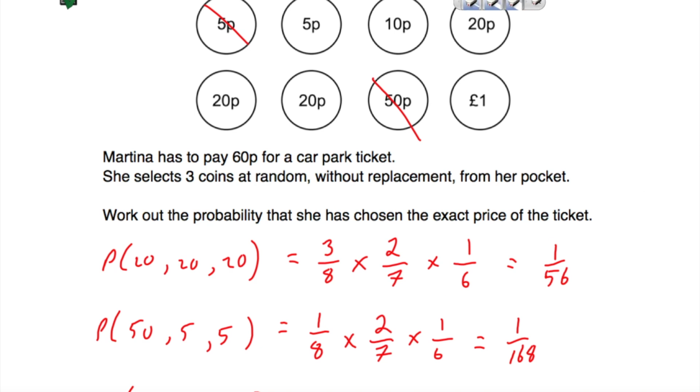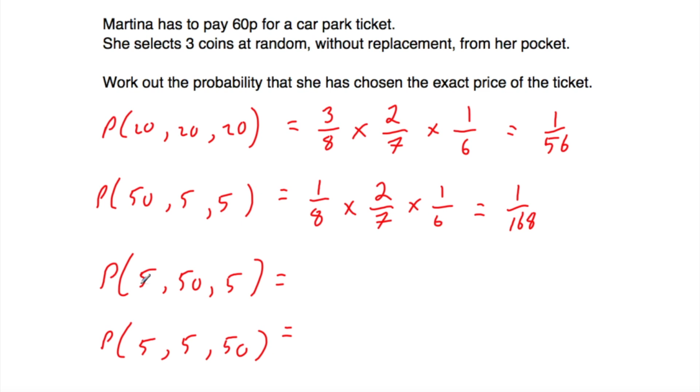Okay, now let's have a look at the next one. Now we want to find the probability of a 5p, a 50p, and then a 5p. Okay, so 5p, well, there's 2 5p coins out of the 8 coins, so the probability that the first one being selected is a 5p would be 2/8. Then the next one being a 50p, well, there's 7 coins now, and there's only one 50p, so that'll be 1 7th. And then the last one being a 5p coin, well, there's now 6 coins left, and there's only one 5p left, so that'll be 1/6. And remember, it's a calculator question, so if we times them together, we get an answer of 1/168.